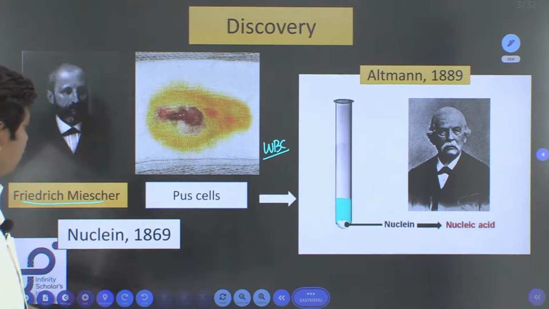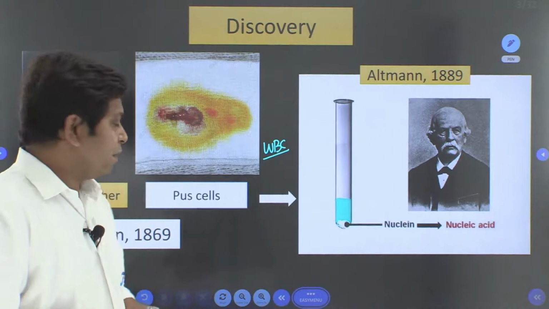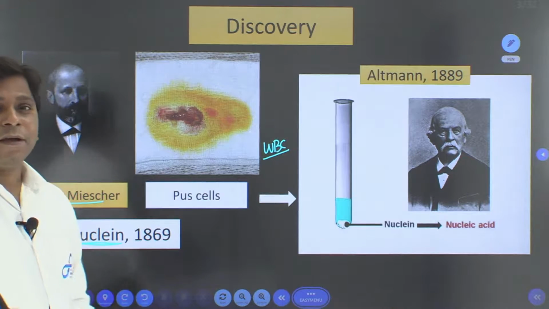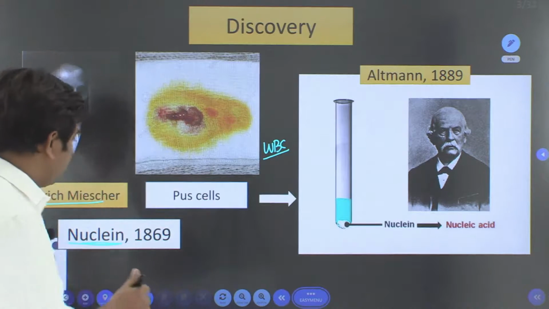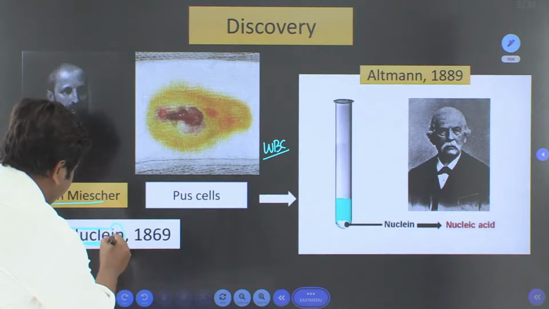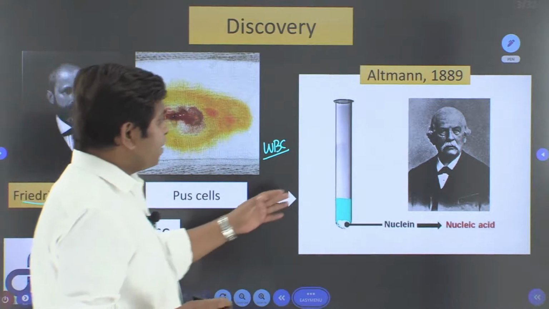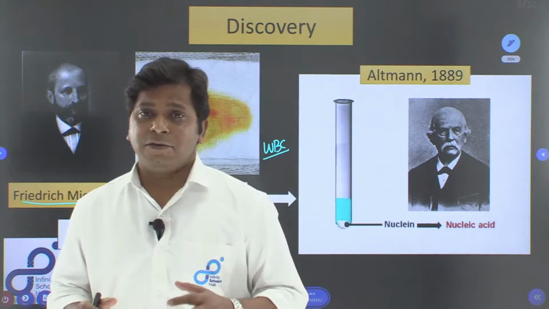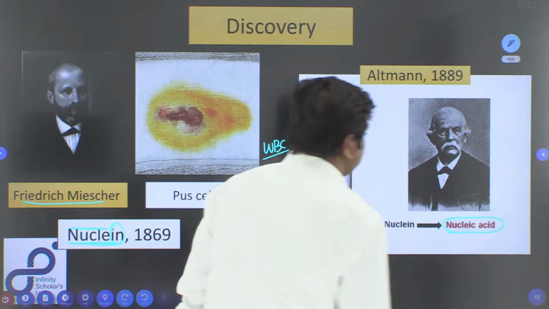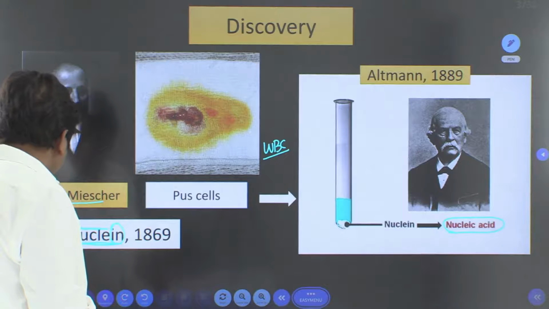He analyzed all the components which are present inside the nucleus, and he termed these components nuclein. Nuclein means the components present inside the nucleus. This part stands for nucleus, and IN stands for inside. Later on, as these molecules are acidic in nature due to the presence of the phosphate group, they were called nucleic acids. And this terminology was given by Altman in 1889.